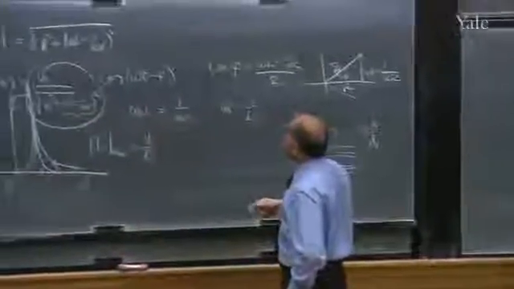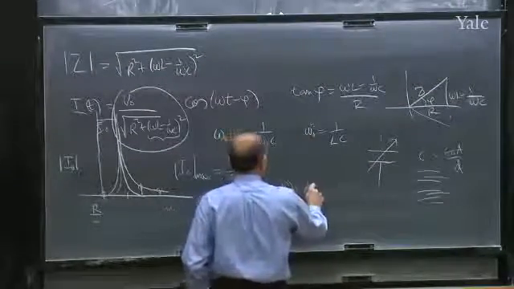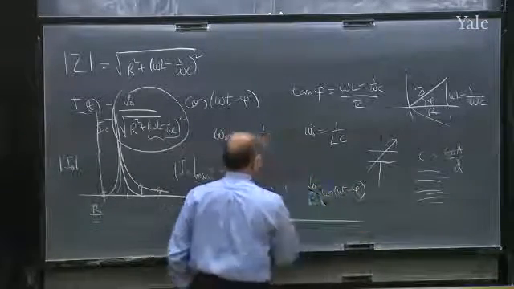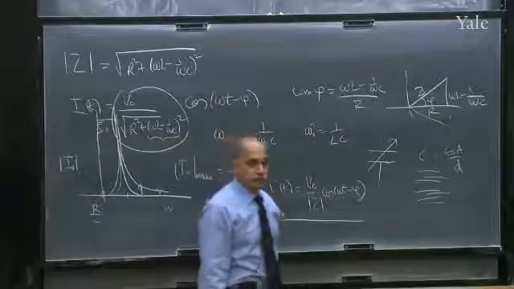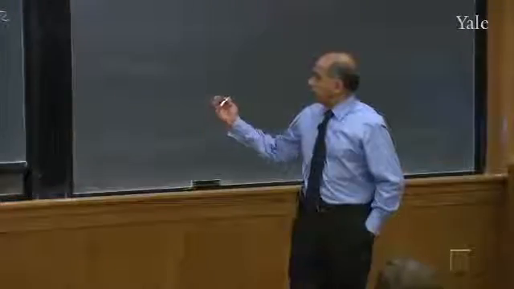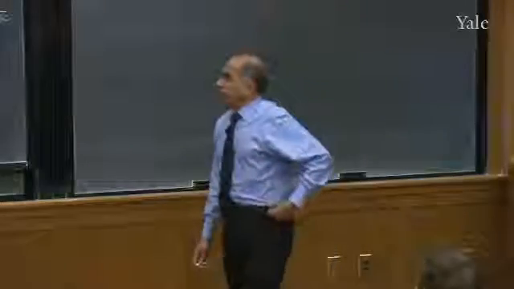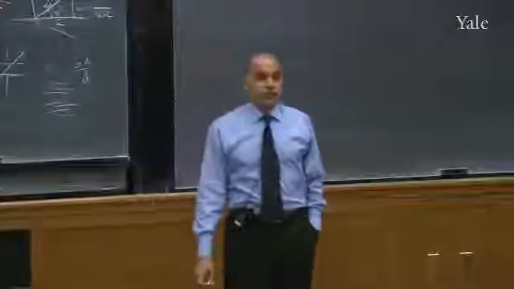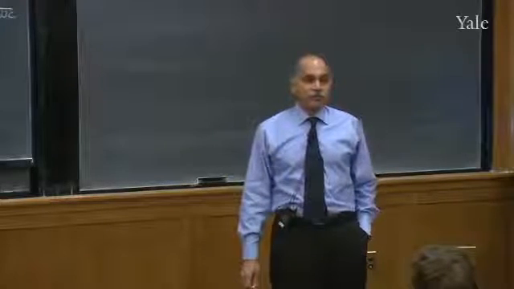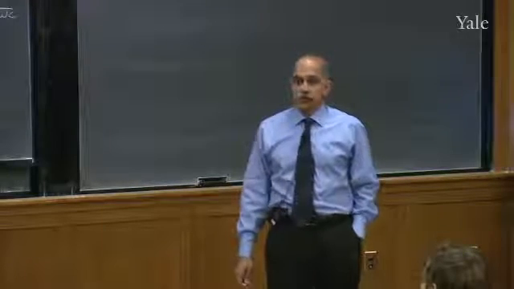Another thing I want to mention is this solution. This solution I wrote down, I of t is V0 over mod z cosine omega t minus phi, has no free parameters in it. You tell me the time, I tell you the current. Whatever the voltage is, you take that, shift the phase by phi, and divide by mod z. But you know that a second order equation in time must have two free parameters. So where are those free parameters going to come from? Have you seen this before in your math, whatever? No?